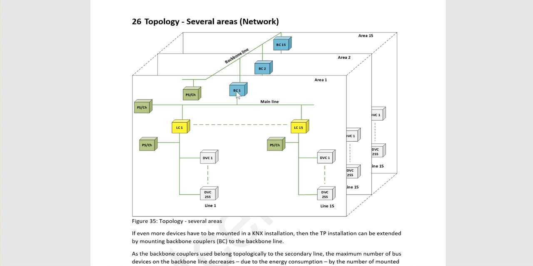Backbone coupler also has two KNX connectors. The secondary connector is connected to the main line, and the primary connector is connected to the backbone line. Okay, and of course they should be powered up. They power up with the power supply plus choke in a backbone line. So you need it to power these backbone couplers on. So this is the classical topology in KNX.